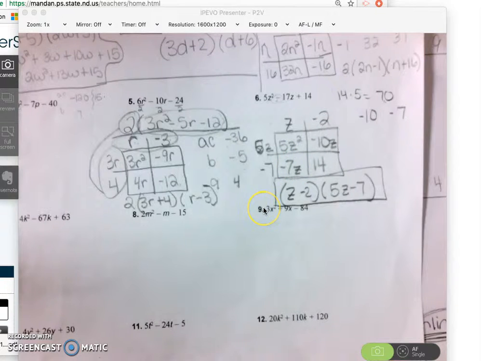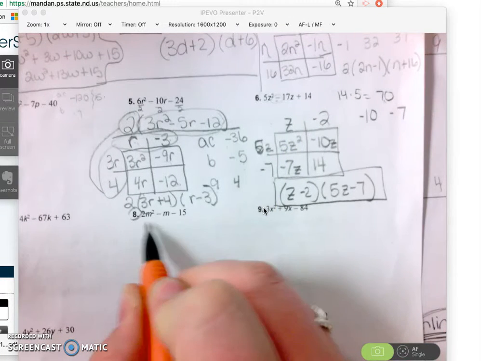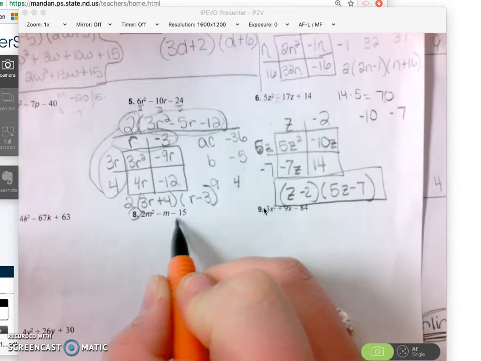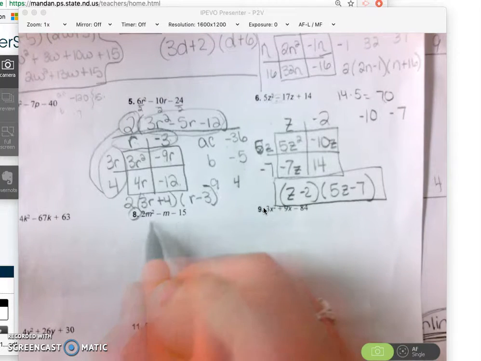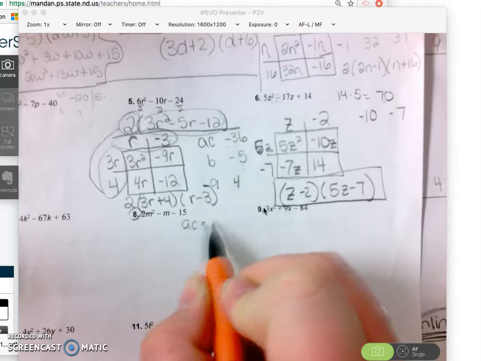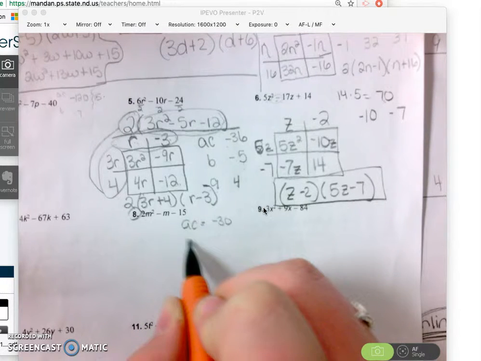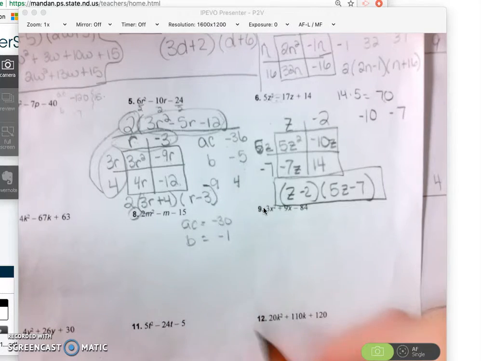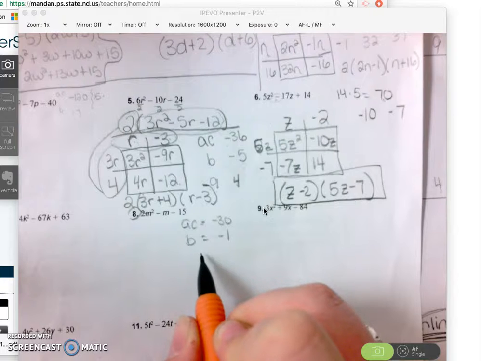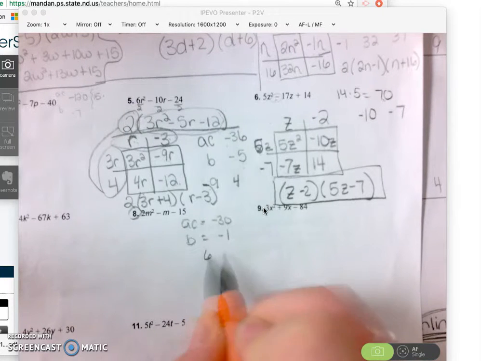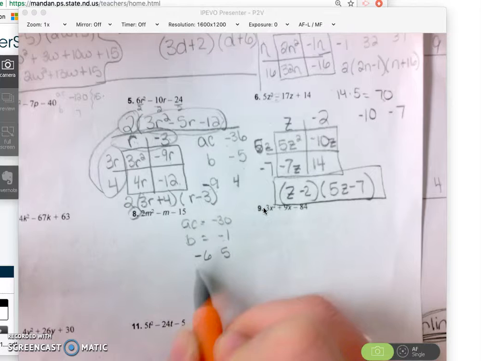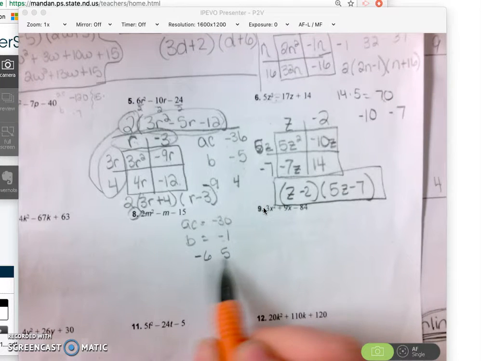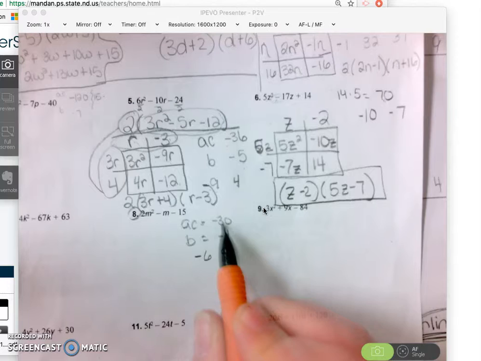Okay, the next one I'm going to do is number 8. 2m squared minus m minus 15. So my AC is a negative 30. My B is a negative 1. So I need factors of negative 30 that add up to negative 1. So 6 times 5 multiplied together, one of them needs to be negative. Because this one's negative, the bigger one has to be negative. So added together, they get me negative 1. Multiplied together, they get me negative 30.